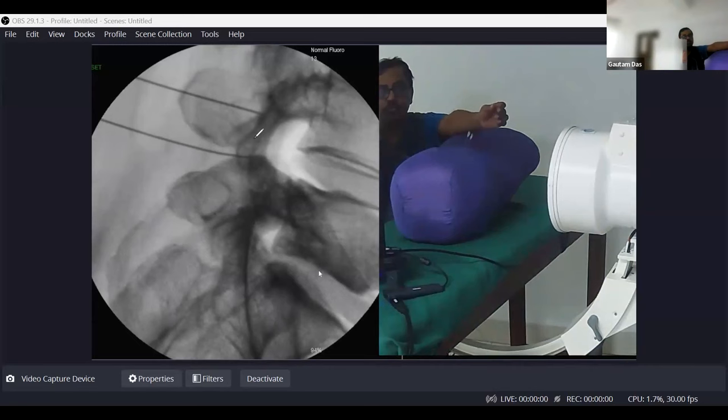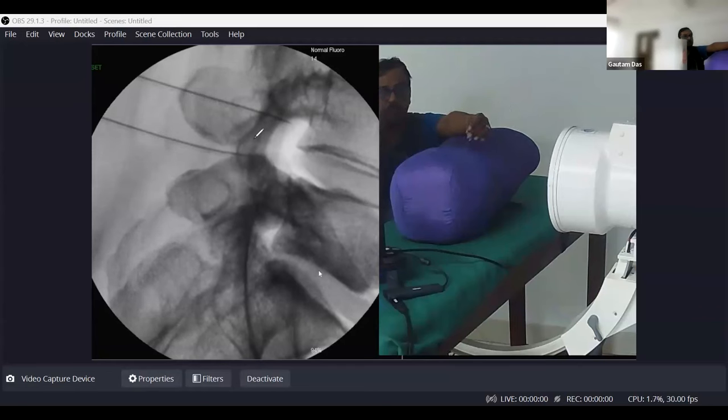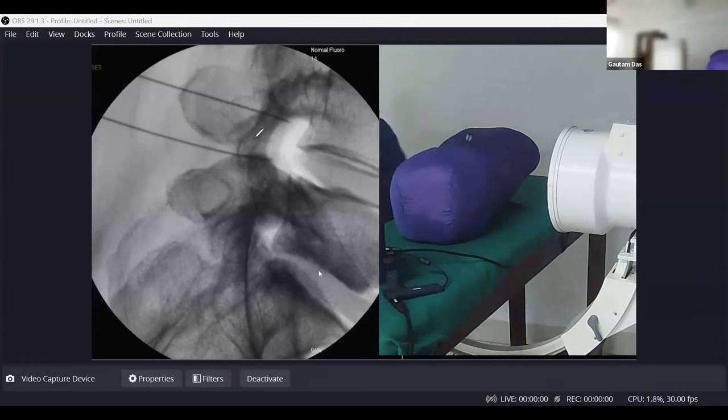Where you should reach is just the posterior part of the foramen, the posterior superior part. So that is the end point there. And for this below, the Kambin's triangle approach. Okay, so that is the end point, and I have to check by the AP view also.